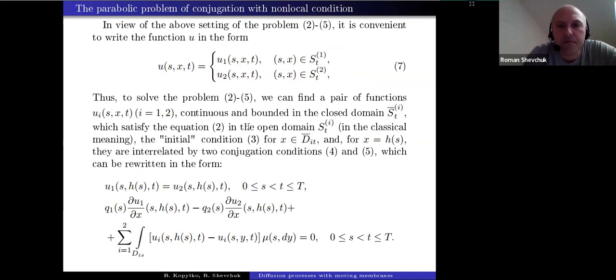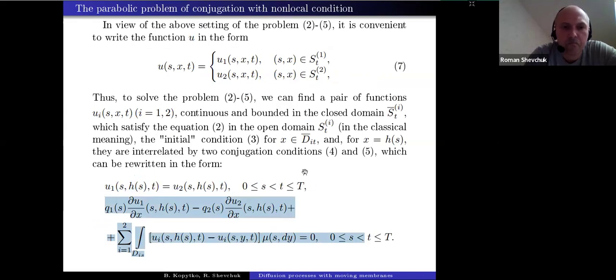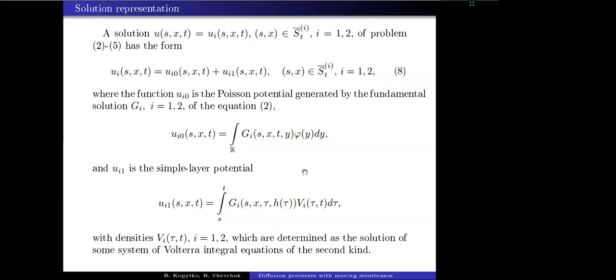In order to solve the problem, it is convenient for us to write the function u in the form 7 and to rewrite the conjugation conditions 4 and 5 in such a way. Solution.